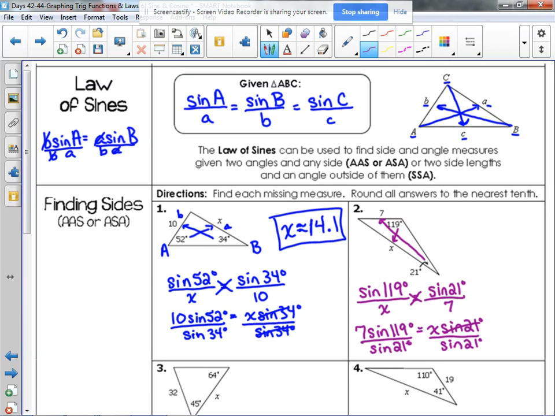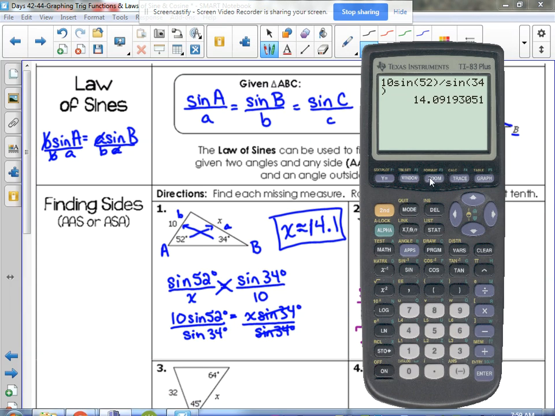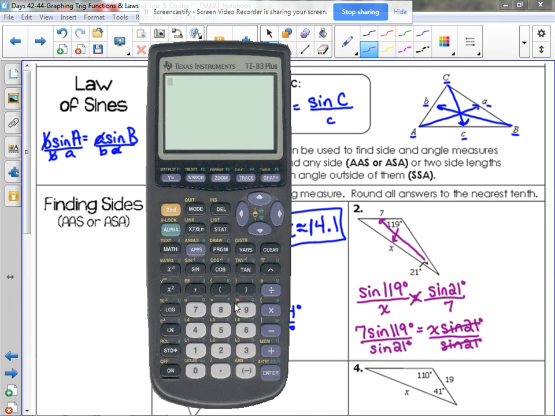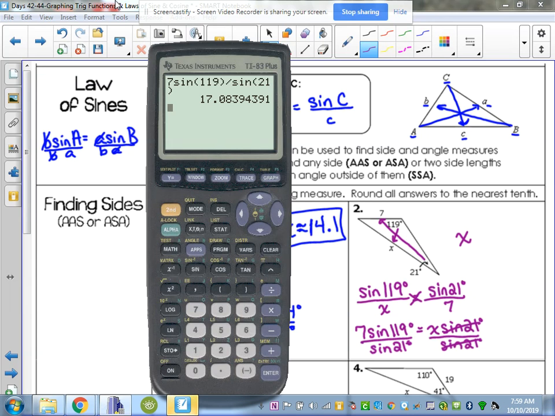Now, I will say this, if you're doing this on a quiz and you don't get the absolute right answer, but you didn't write down any steps, it's going to be really hard for me to give you partial credit. So if you like to skip steps, that's fine, but just make sure that you are doing it correctly. So we get 17.1 for that one.